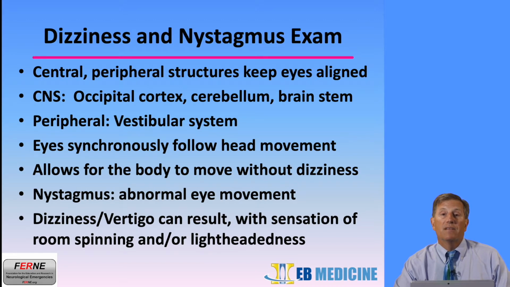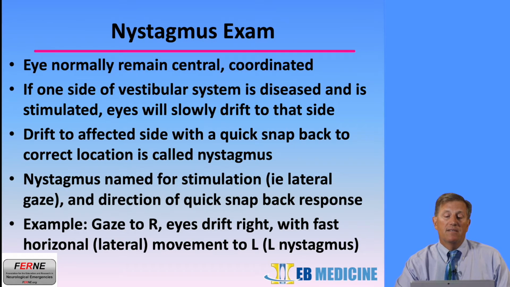With nystagmus, there is abnormal eye movement. And when there's abnormal eye movement, there can be dizziness or vertigo as a result, with the sensation either of the room spinning or lightheadedness. And please note that whether it's room spinning versus lightheadedness does not confirm any one of the 6 diagnoses, as well as the system developed by Dr. Edlow.